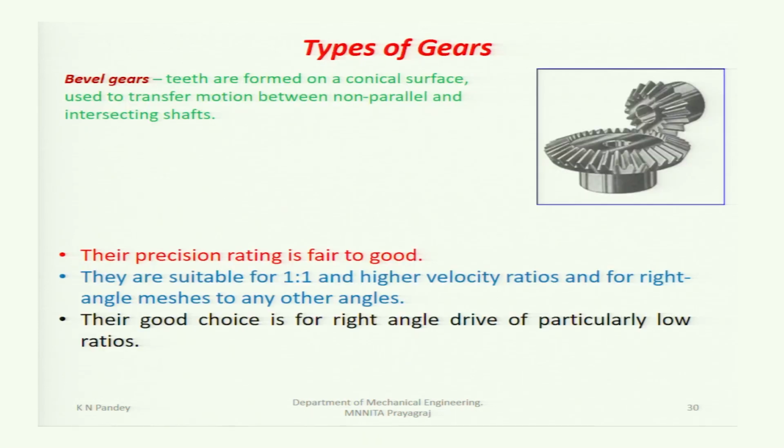Now, the bevel gear. If you want to transmit power between non-parallel and intersecting shafts, the shafts of the gear are non-parallel and intersecting, then in that case we go for bevel gear. Teeth are formed on a conical surface. In the case of your spur gear and helical gear, they were formed on a cylindrical blank, but in this case it is formed on a cone.